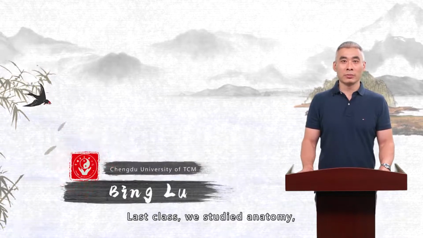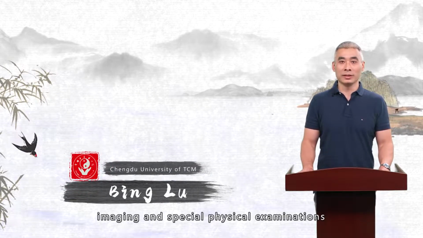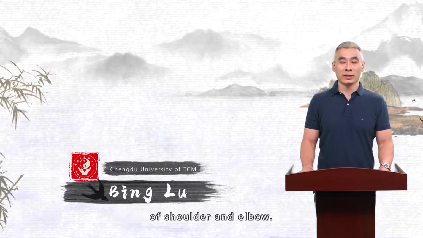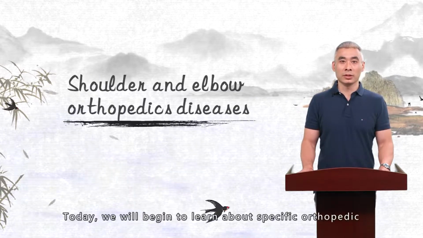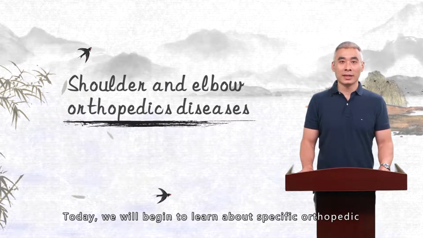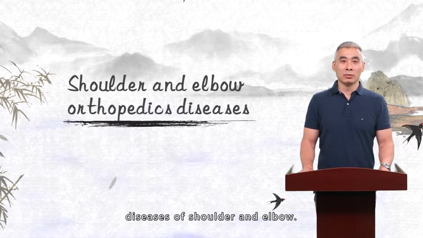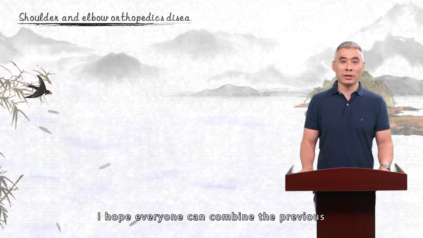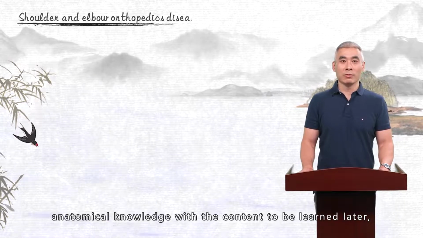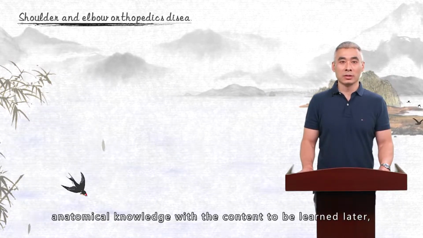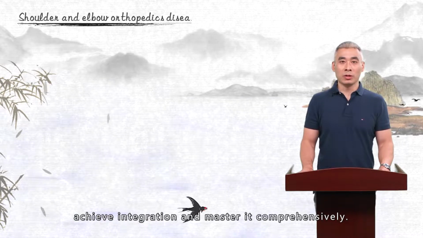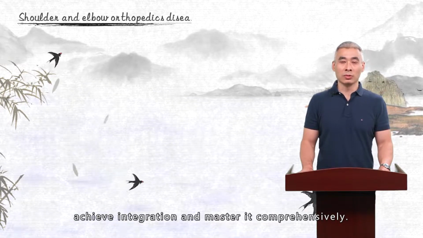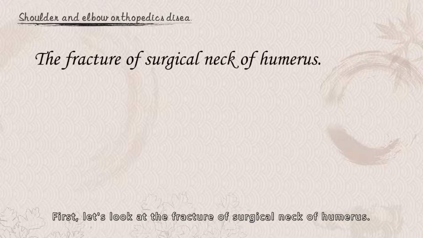Hello everyone. Last class we studied anatomy, imaging, and special physical examinations of shoulder and elbow. Today we will begin to learn about specific orthopedic diseases of shoulder and elbow. I hope everyone can combine the previous anatomical knowledge with the content to be learned later, achieve integration, and master it comprehensively. First, let's look at the fracture of surgical neck of humerus.